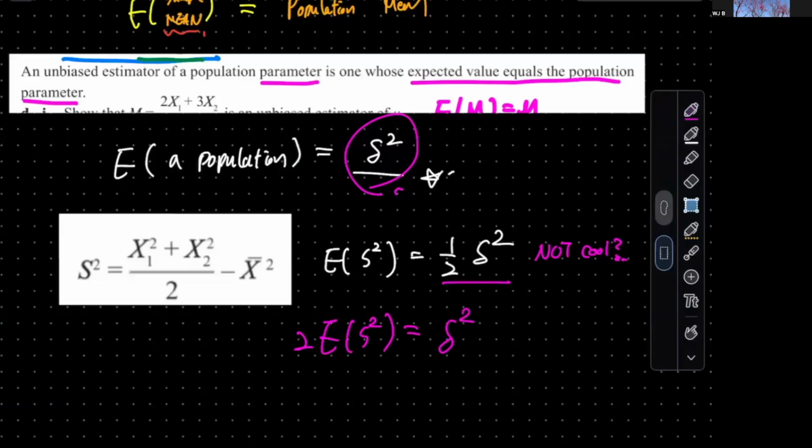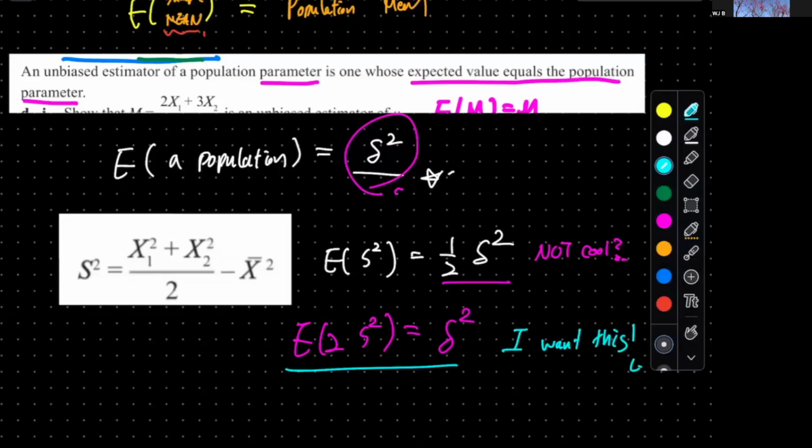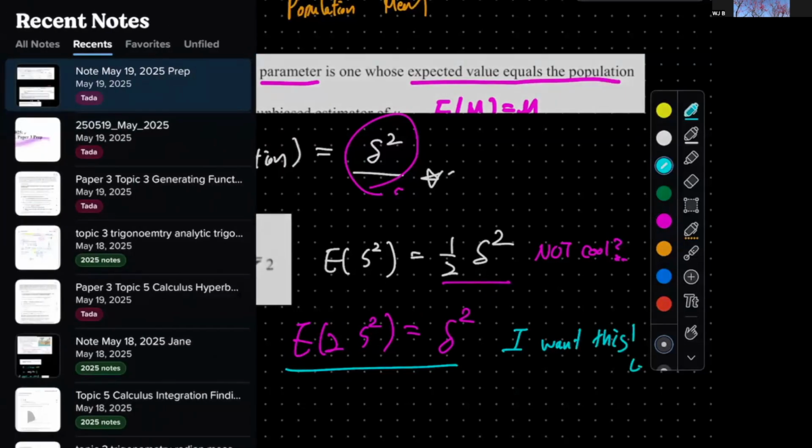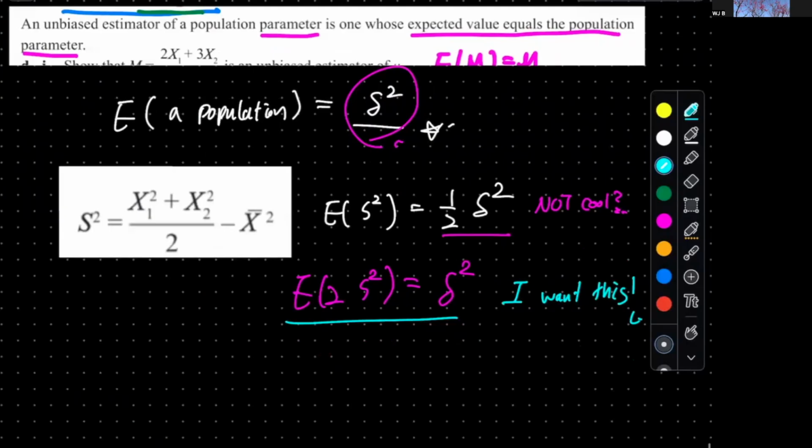So by using the property of expected value, these two can go inside. I want this. I want this. I think there could have been a typo in the textbook. Let me double check later. But I think it should give you the variance, sigma square, because that's the population parameter. In that case, what I want you to do is use the definition.